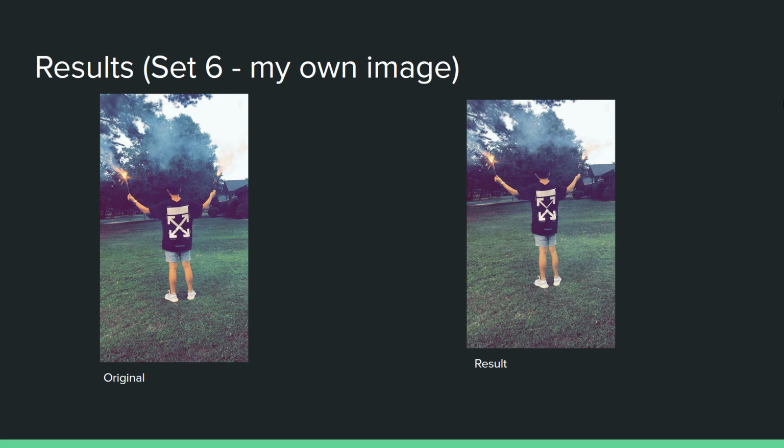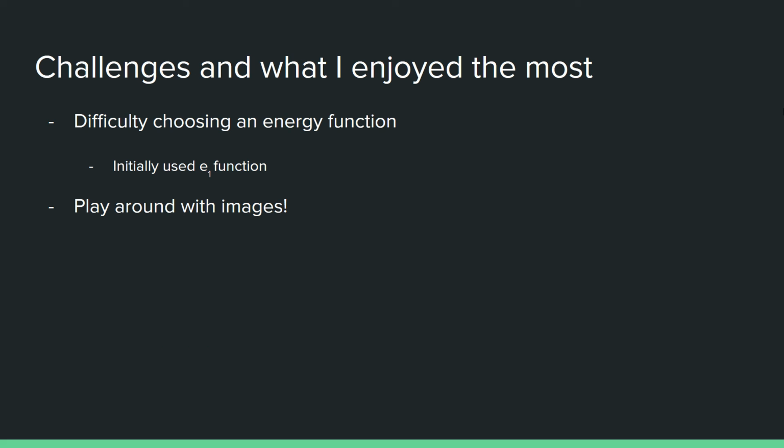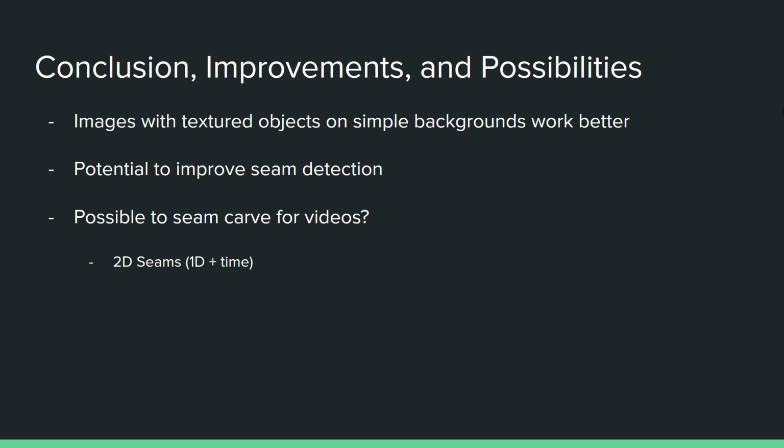The hardest challenge was definitely choosing an energy function, as results heavily depend on what algorithm is chosen to output the energy image. At first I tried the E1 energy function, but I wasn't as satisfied, so then I changed to a gradient type function. What I enjoyed most was definitely playing around with images and seeing how effective seam carving was for specific types of images. In conclusion, images with textured objects on simple backgrounds will work better. It begins to suffer with highly structured scenes.